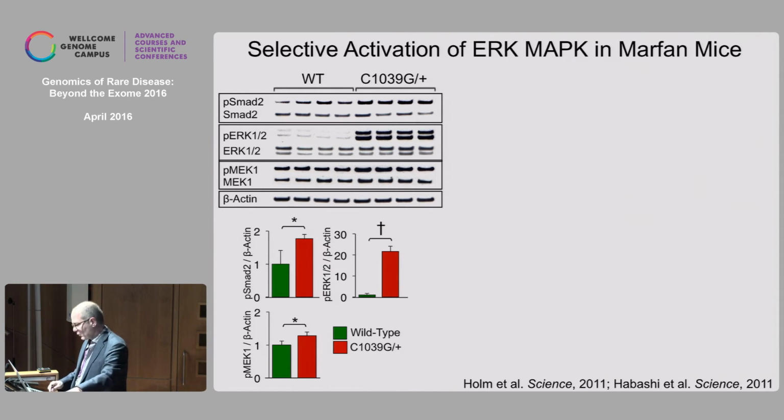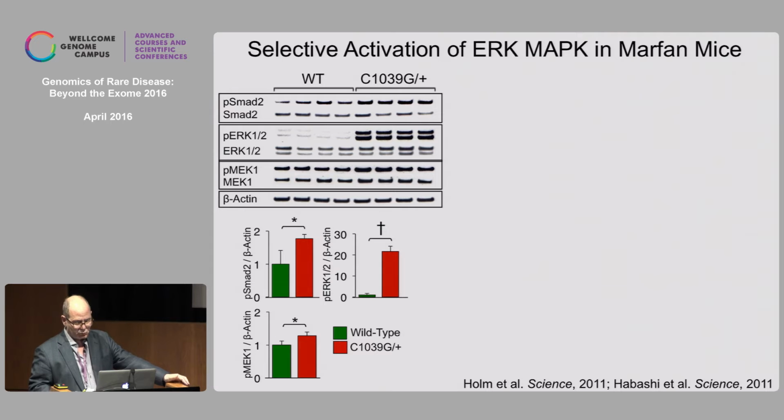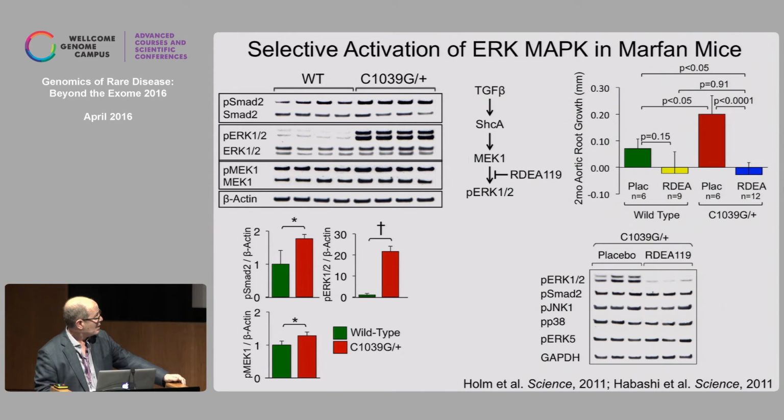Now, to decide whether ERK was simply a marker of disease or rather a driver of disease, we gained access to an orally bioavailable, potent, and highly selective MEK antagonist called RDEA119, and showed that this was every bit as good as losartan in suppressing abnormal aortic growth. We were able to document that indeed this agent had potent effects at suppressing ERK activation without any effect on any of the other signaling cascades under consideration. So we thought we have a new landmark.